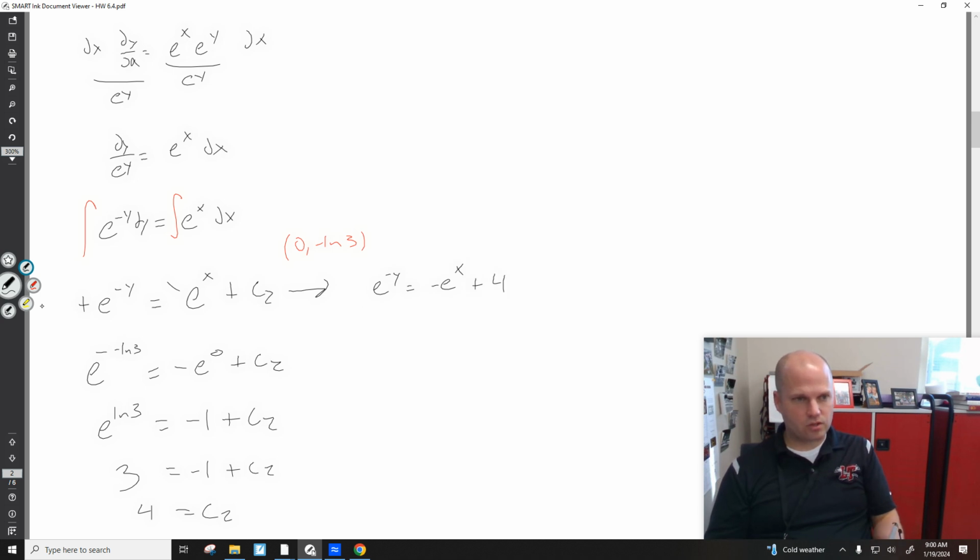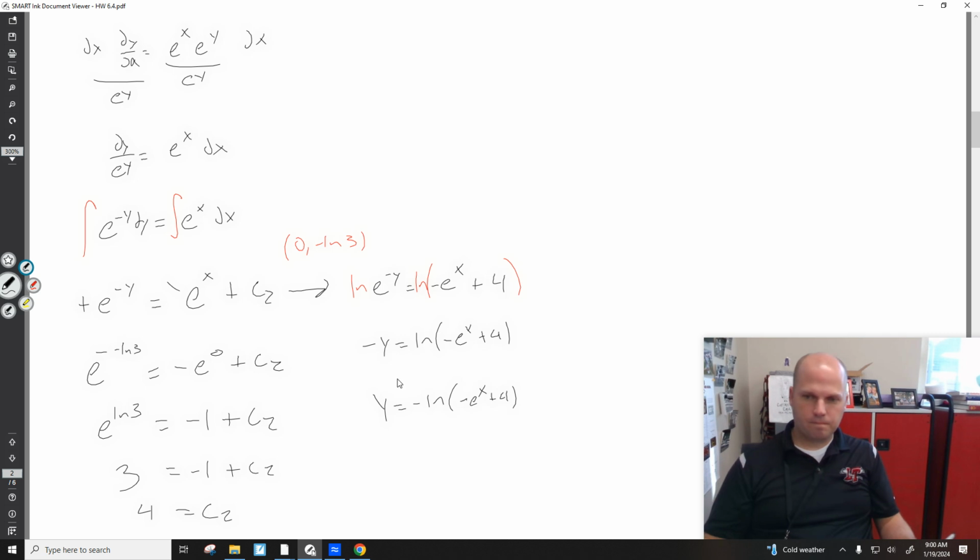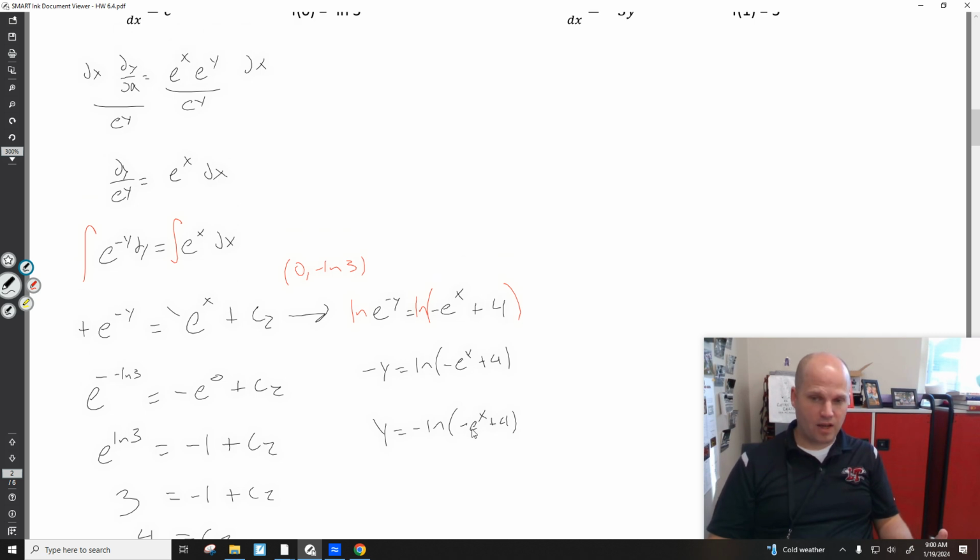I'll take the natural log of both sides, put everything on the right side inside a natural log. Take the opposite of both sides to solve. Okay? You can't simplify the log of negative e to the x plus 4.